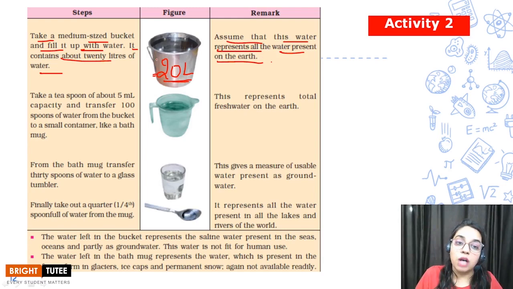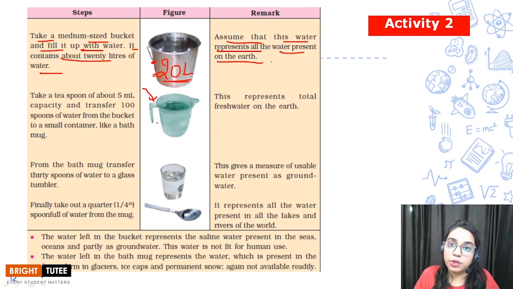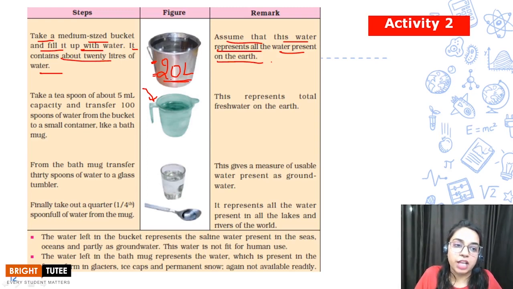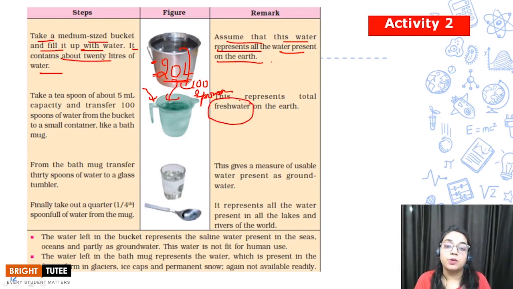Okay. Now out of this bucket you will take out a mug full of water, but how you are going to take it out? You are going to take a teaspoon of maybe 5 ml, and you have to transfer about 100 spoons of water into a small mug. Okay. And this represents the fresh water on earth. So children, out of the complete bucket, it's just the 100 spoons of water which is available in the form of fresh water. Now can you realize the difference? We have water in abundance, but the one which is suitable for our use is only around 100 spoons.